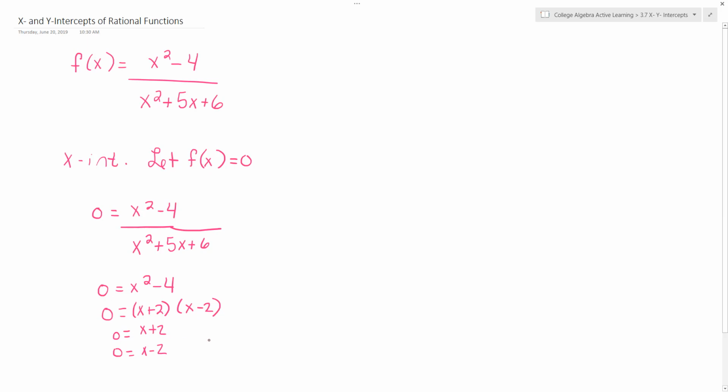If we solve both of those, by subtracting 2 from both sides we get x equals negative 2 for the first factor, and for the second factor we add 2 to both sides and get x equals positive 2. So at the end of the day, the x-intercepts are the points negative 2 comma 0 and 2 comma 0.